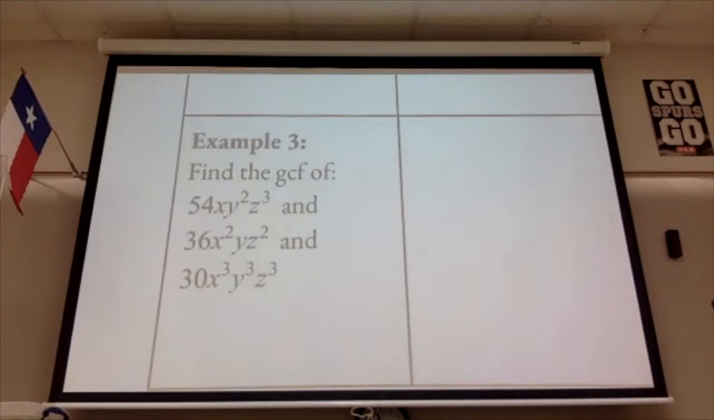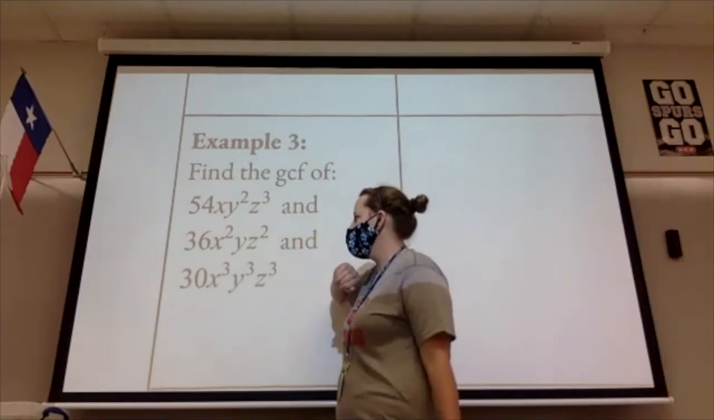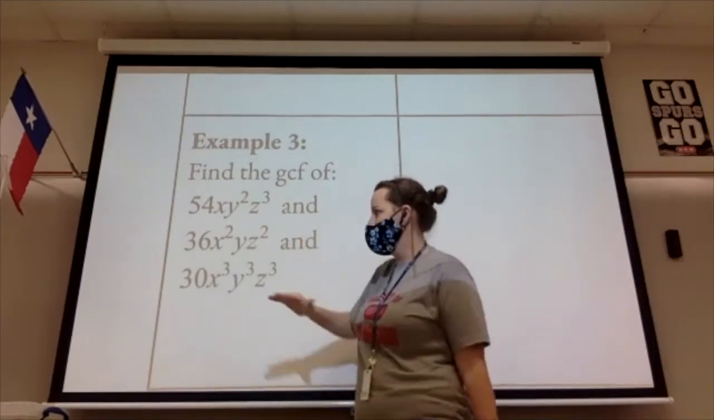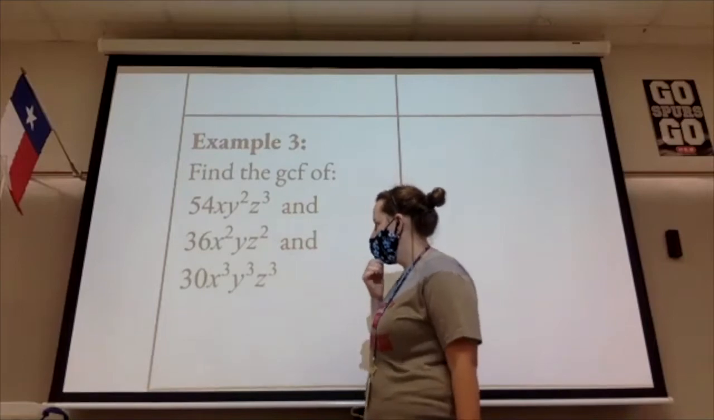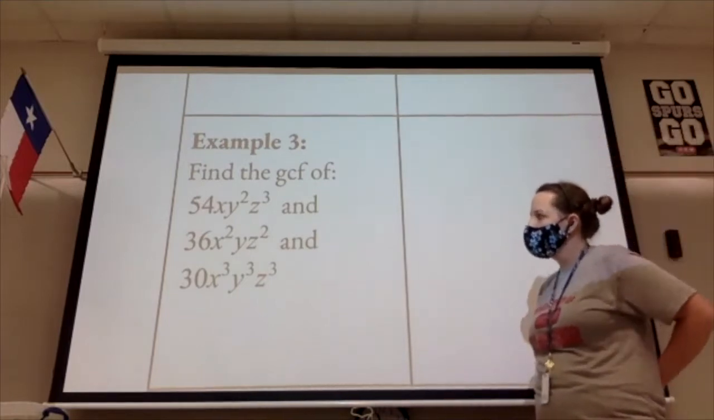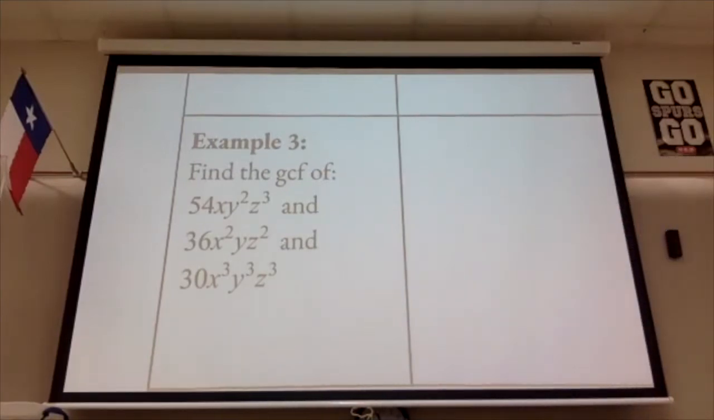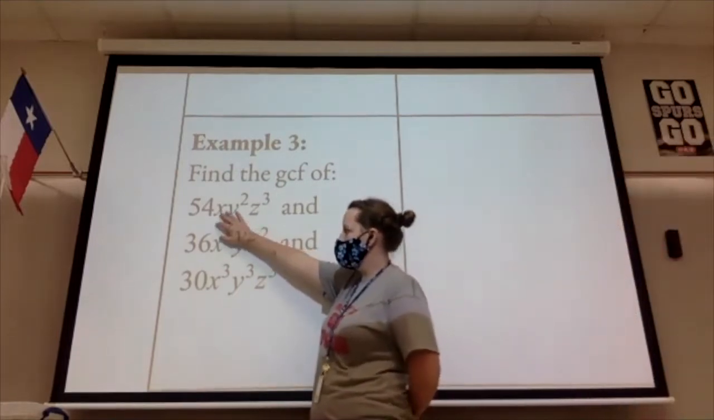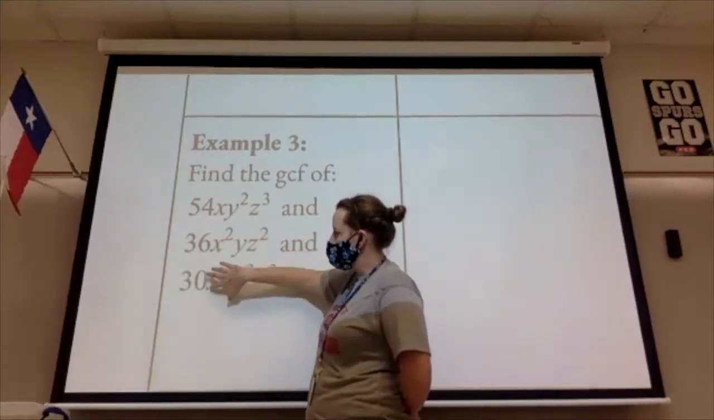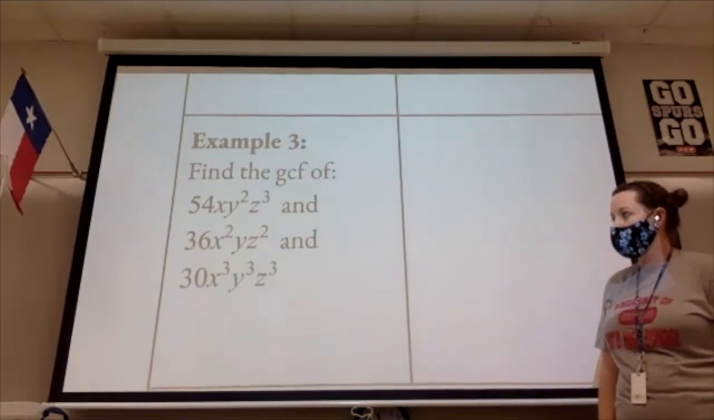Okay, let's skip down here to example 3. So we've got 3 different things we're finding the GCF of. When we talk about common, it has to be common within all 3 of these. Can anyone tell me what they think the largest value for our coefficient is that they all 3 have in common? By 6. Okay, so 6 for sure will go into 54 because that's 9 times 6. 6 times 6 is 36, and 6 times 5 is 30. So that's for sure a common factor.